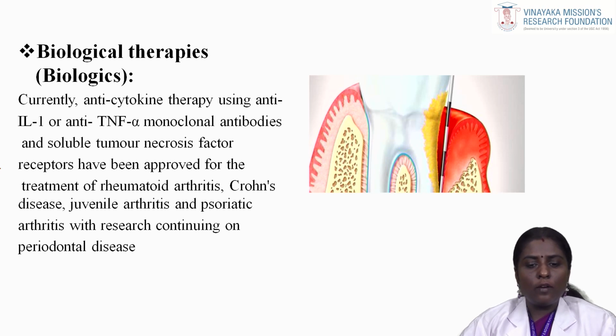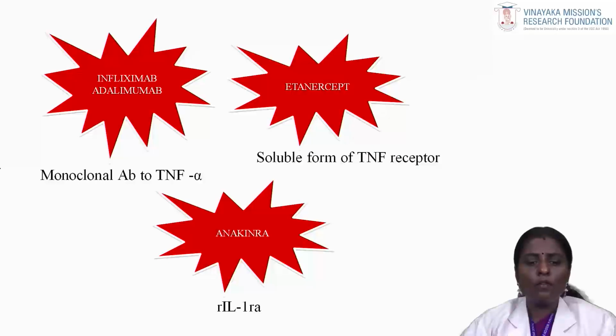Currently, anti-cytokine therapy using anti-IL-1 or anti-TNF alpha monoclonal antibodies and soluble TNF receptors have been approved for the treatment of rheumatoid arthritis, Crohn's disease, juvenile arthritis and psoriatic arthritis, with research continuing on periodontal disease. Some of them include infliximab, adalimumab, etanercept and anakinra. These are monoclonal antibodies to TNF alpha, a soluble form of TNF receptor and a receptor inhibitor for IL-1, IL-1RA.